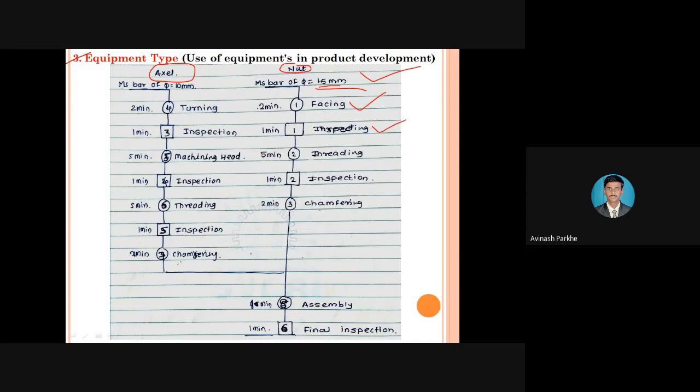Then second, we have to go for the inspection. Manual inspection we have to go for. So this is also a task which is performed by the equipment. Then after the inspection, we have to go for the threading. Again, threading is an operation performed by the equipment only. Again, after the threading, I have to go for some visual inspection. Then after that, I have to go for the chamfering, which means your nut is manufactured. Then I will release that nut.